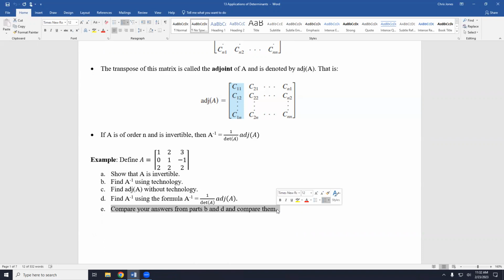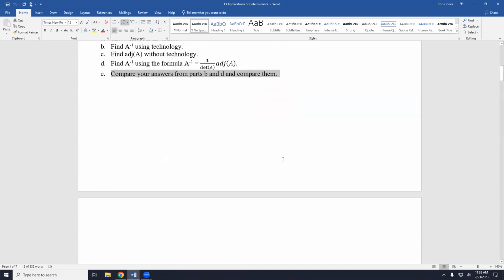All right. So that's the adjoint. That's how you can use technology to find the adjoint. That's how you can do it by hand. Okay. More than you guys ever care about the adjoint in your life, right? Okay. All right. So what other applications are there?